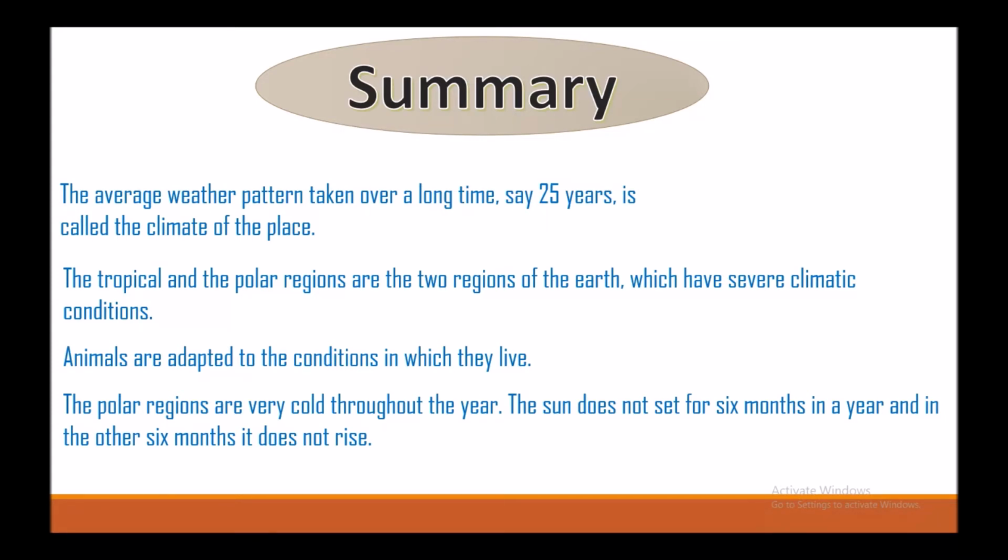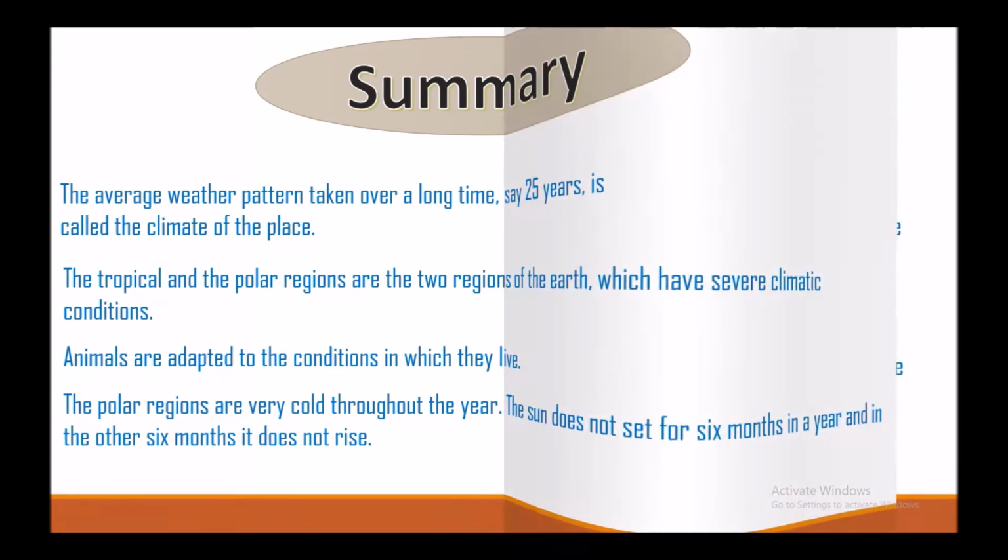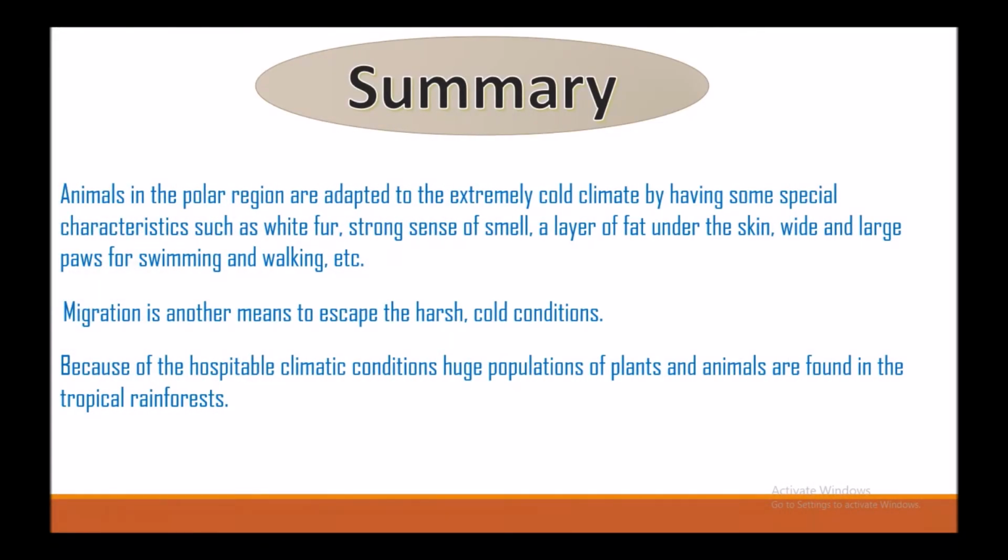Animals are adapted to the conditions in which they live. The polar regions are very cold throughout the year. The sun does not set for 6 months in a year, and in the other 6 months it does not rise. Animals in the polar region are adapted to the extremely cold climate by having some special characteristics such as white fur, strong sense of smell, a layer of fat under the skin, and white and large paws for swimming and walking, etc. Migration is another means to escape the harsh cold conditions.